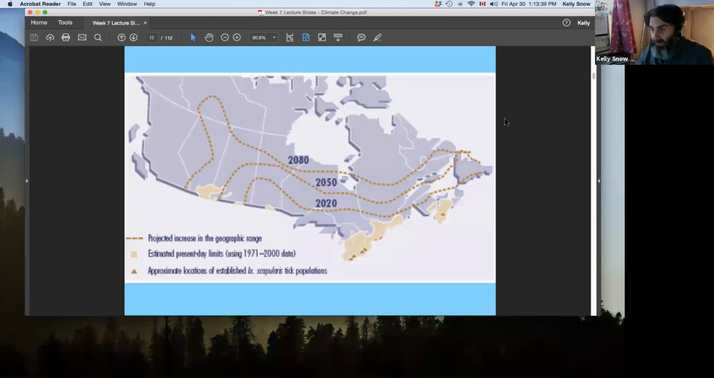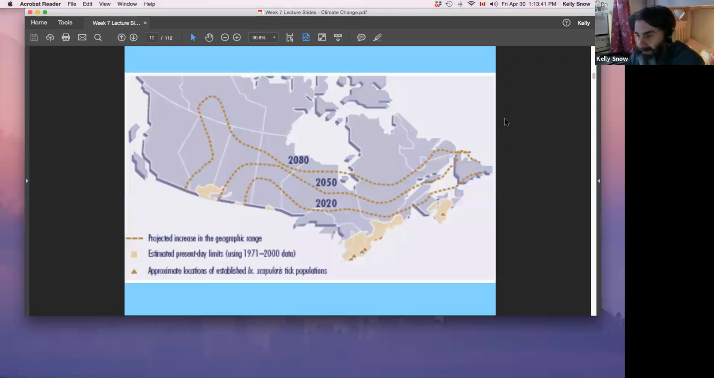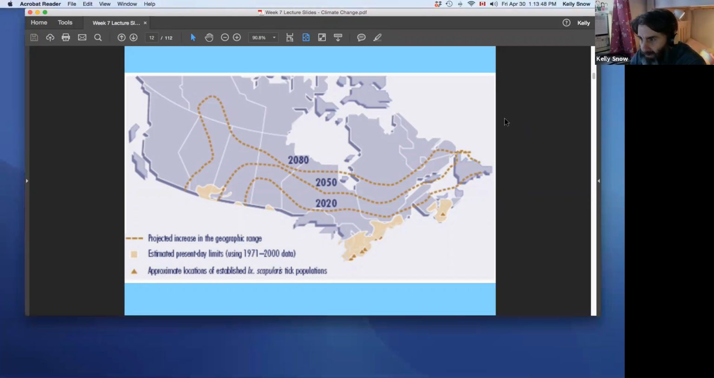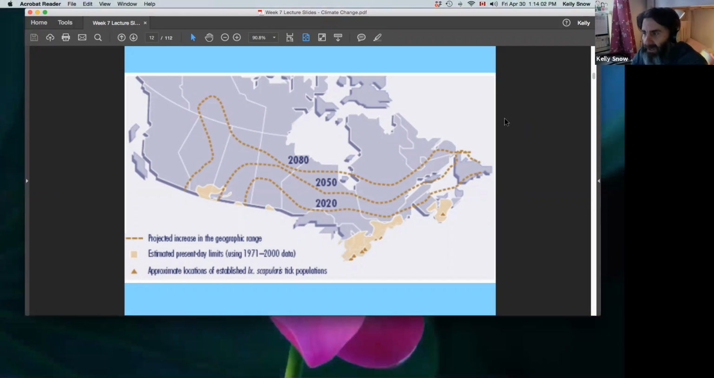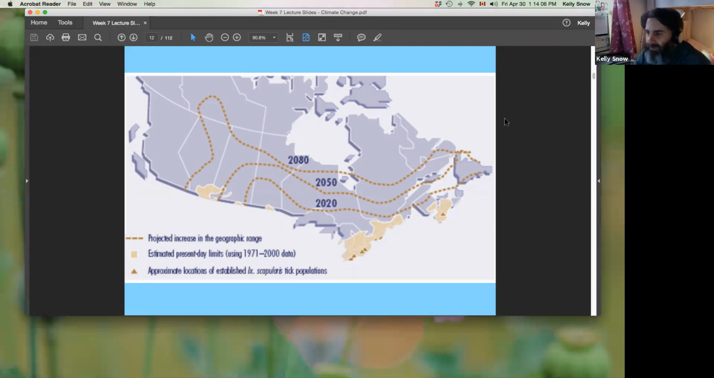A good example of this, of course, is the black-legged tick, the vector of Lyme disease. You can see the increasing northern range that we will experience, and this will become more and more of a public health issue as more people who are not necessarily used to dealing with the threat of Lyme disease and black-legged ticks encounter it as it moves north and meets different populations that it hasn't encountered in the past.